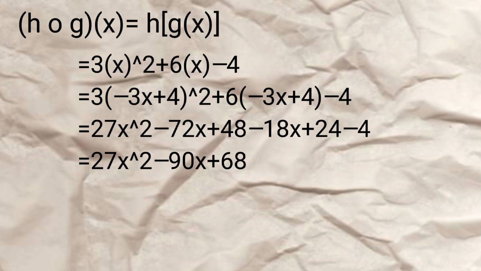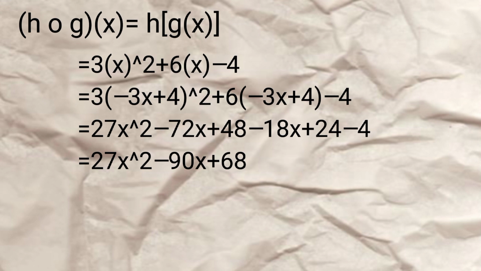But sir, there are two x variables. What do we do? Simply substitute both of them. Both substitutions are still enclosed in parentheses. So now, the substituted equation is written as 3(-3x + 4)² + 6(-3x + 4) - 4.